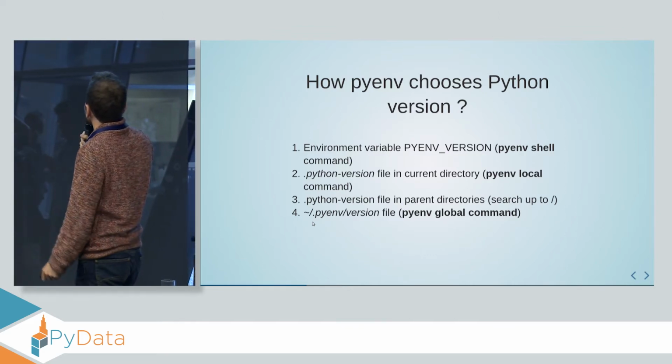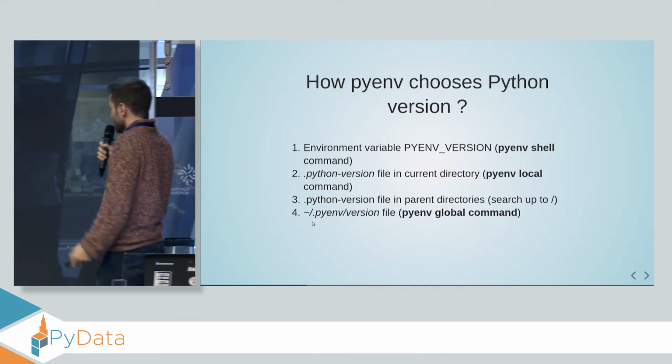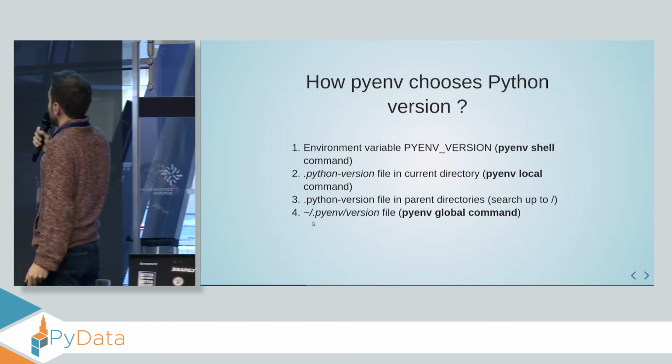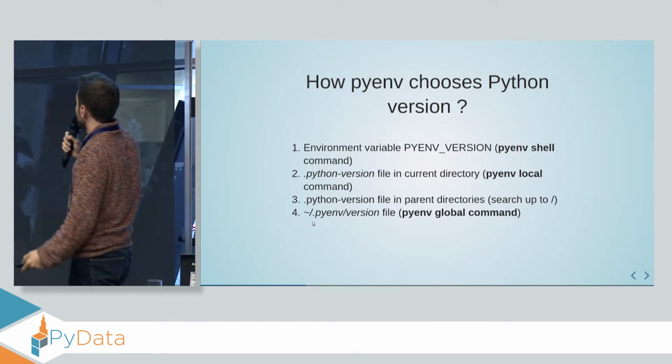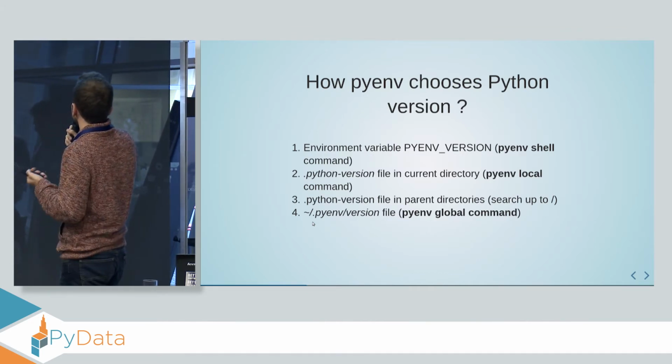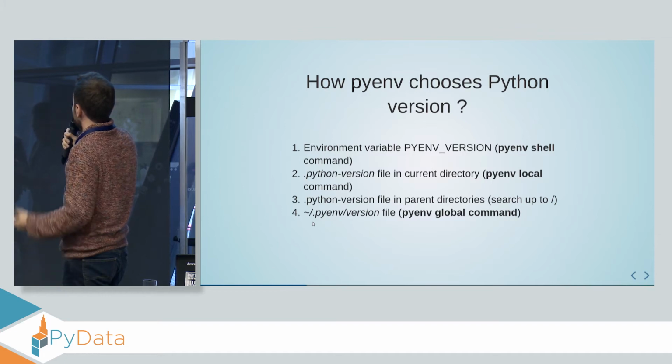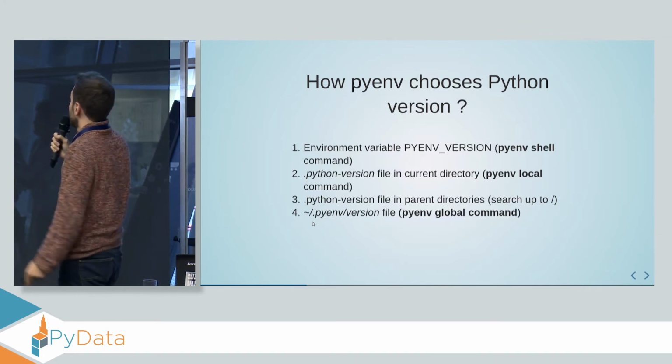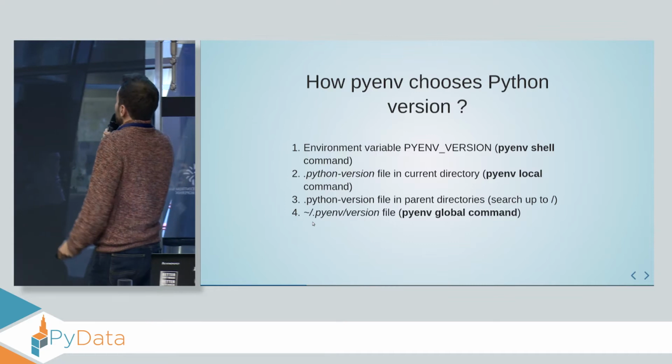We can set that environment with the command pyenv shell. If that's not found, it checks if a file .python-version exists in the current directory. You can use the command pyenv local for creating that file. You can also create that file by hand if you'd like.